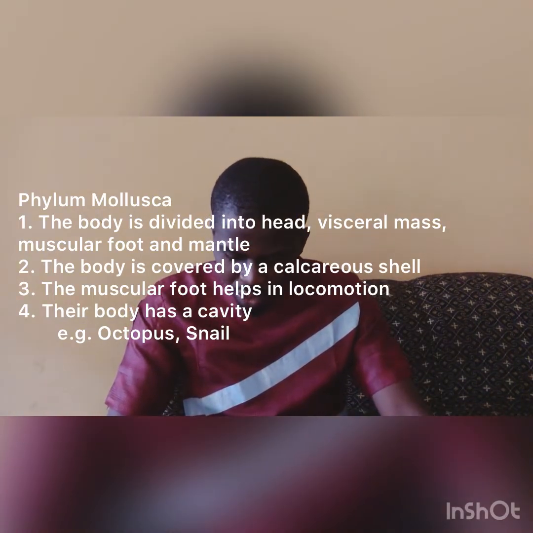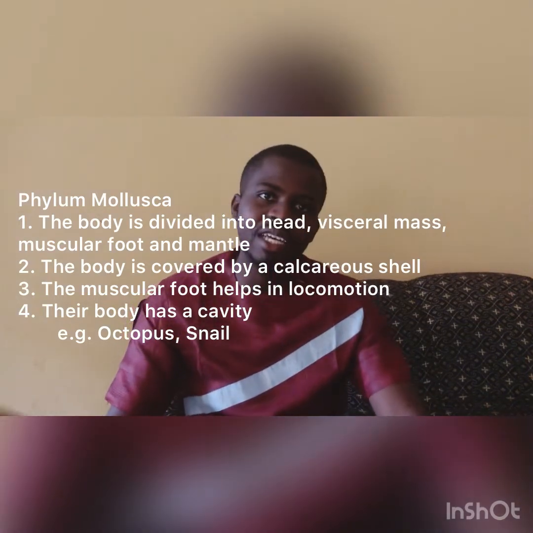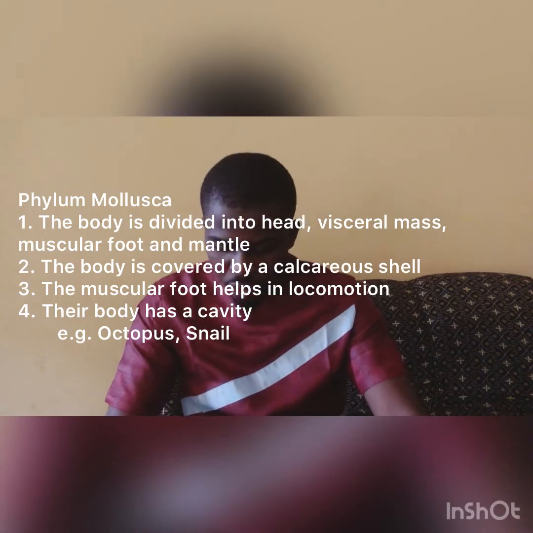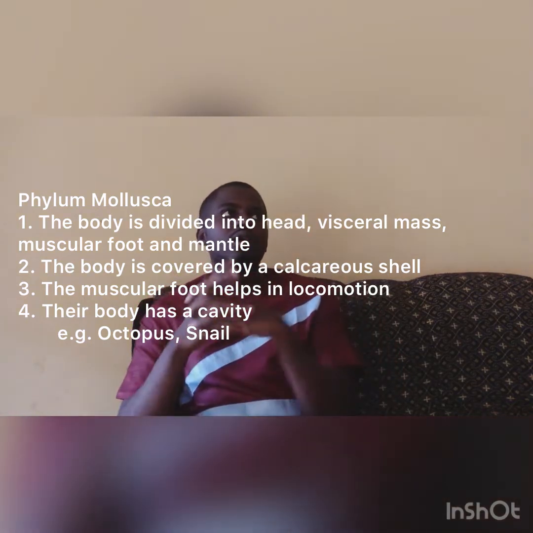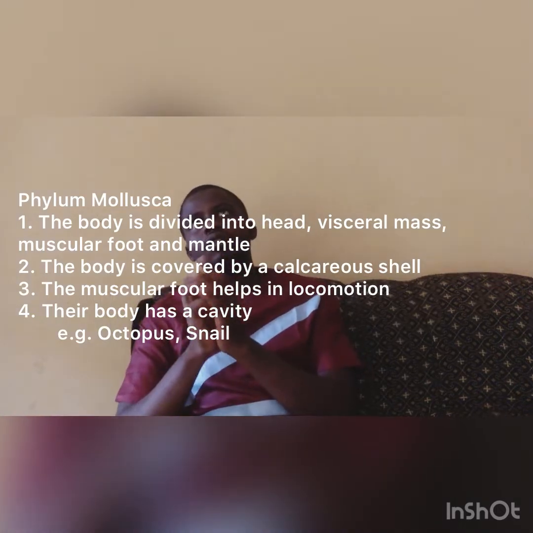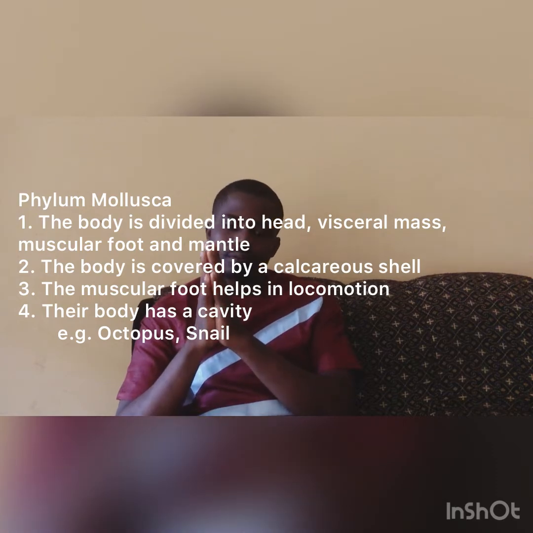Their body is also covered by a calcareous shell, and their body has a cavity. Examples are the octopus and snail. So don't forget about the body classification: the head, the visceral mass, the muscular foot, and the mantle. I hope that you understand that one.